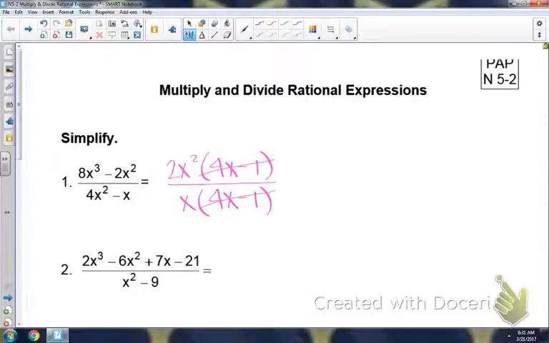Then we're left with 2x squared divided by x. When we're dividing and bases are the same, those x's, we're going to subtract the exponent, so that would just give us a 2x. Because there's 2 x's on top, there's 1 on bottom, so one of them cancels out.